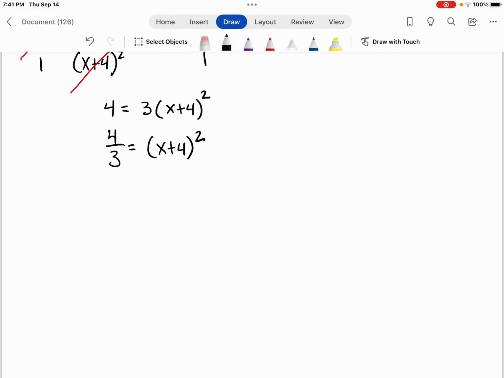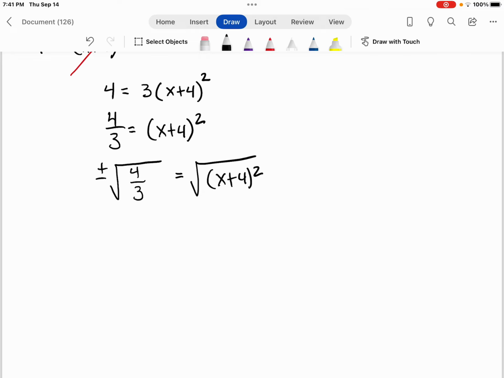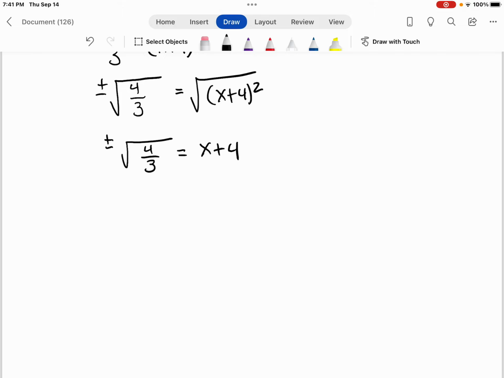And then I'm going to take the square root of both sides so I can undo that squared. Remember, when you take the square root, you got to remember the plus and the minus. And when I take the square root of x plus 4 squared, that undoes the square. So I have plus or minus the square root of 4 over 3 is equal to x plus 4. And then to finish solving for x, I just have to subtract 4 from both sides. So I have minus 4 plus or minus 4, the square root of 4 over 3.